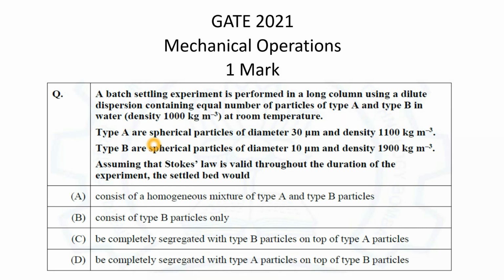It is the density of water at room temperature. Type A are spherical particles of diameter 30 micrometer and density 1100 kg per meter cube, and type B is spherical particles of the diameter 10 micrometer and density is 1900 kg per meter cube. Assuming that Stokes law is valid throughout the duration of experiment, the settled bed would be. So we just need to choose the correct option from this.